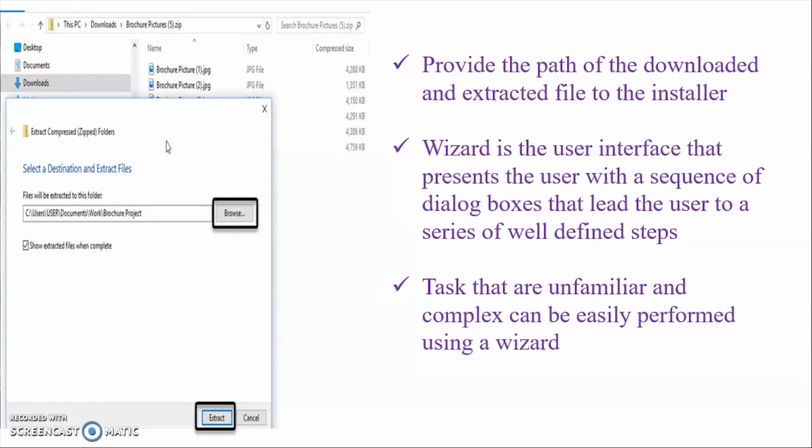Wizard is the process which helps us to install the application very easily. Wizard is nothing but, when we click install, the different dialog boxes come. We have to click next, then finish. So the process of installing can be done very easily with the help of the wizard. It is the user interface with a sequence of well-defined steps which allows us to install the software very easily, where even unfamiliar tasks we can complete very easily with this wizard process. So it guides us the way to install that particular application in a system.